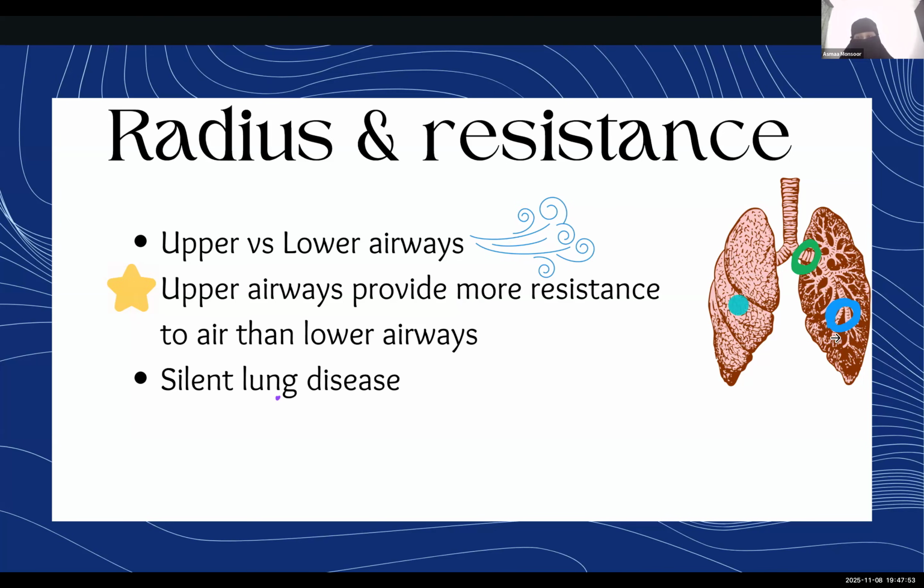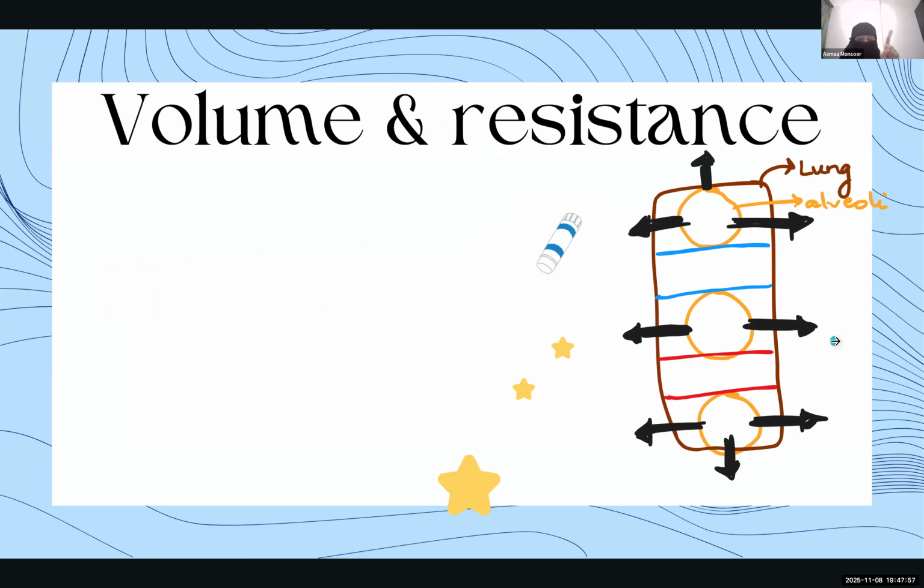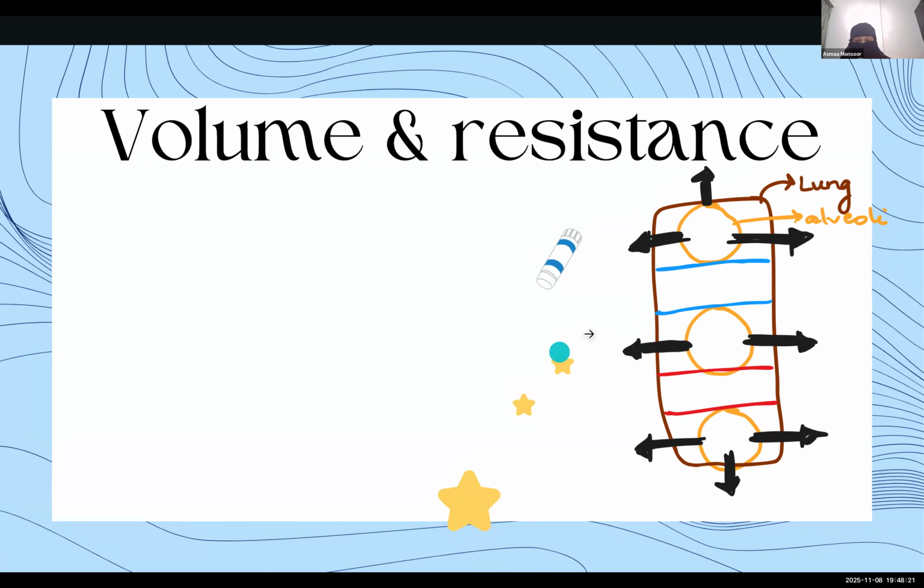Now let's come to the second part. So we talked about the factors affecting resistance, right? The first one was radius. The main key takeaway that I want you guys to know is upper airways, high resistance. Lower airways, low resistance. Now let's come to the second part, which is the volume. Talking about the volume of the lungs, we talked about how the respiratory zone has a high volume of air, right?